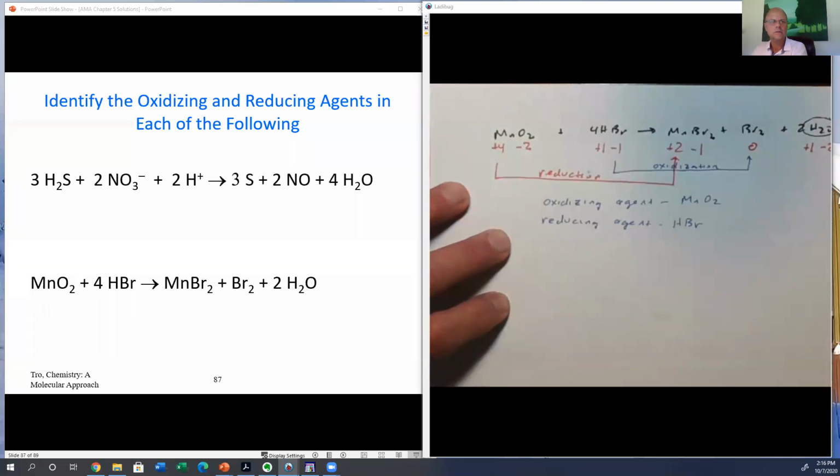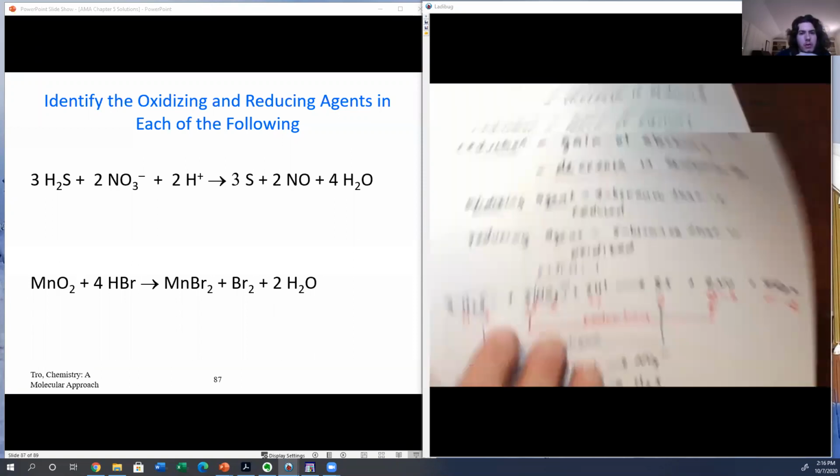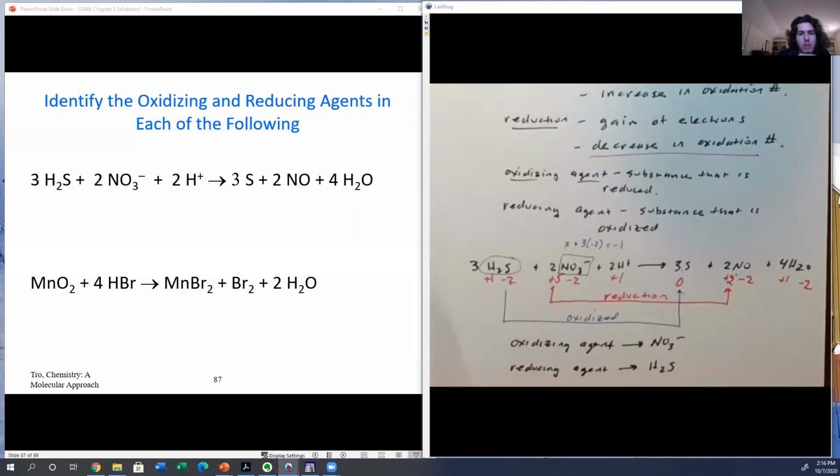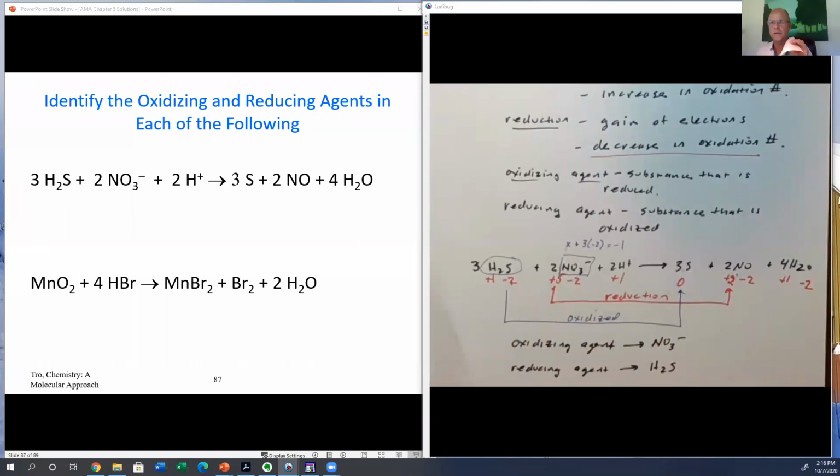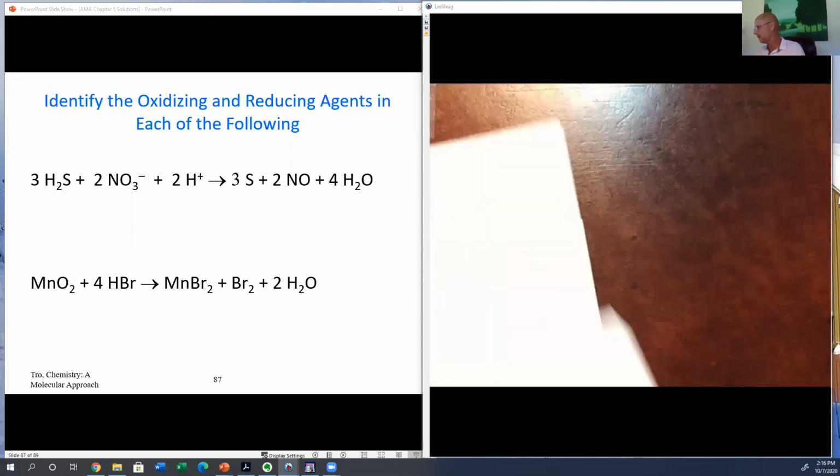Alexander, do you have a question? Yeah, can you go back to the first one that you did, what you wrote down? Okay, so I see. When you wrote down reducing agent, you chose the one that had the element that is oxidized, right? Correct. Yep. Okay. Cool. Thank you. Very good.